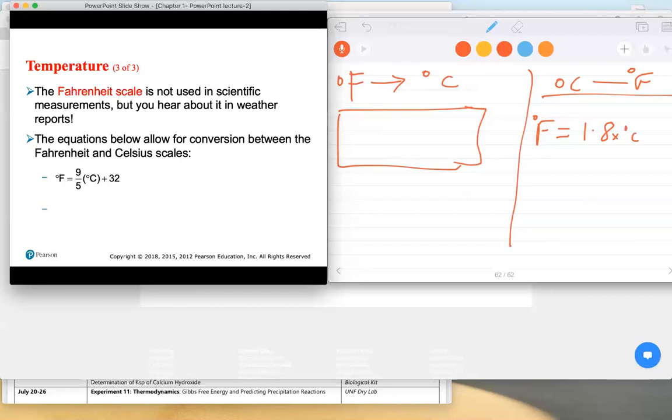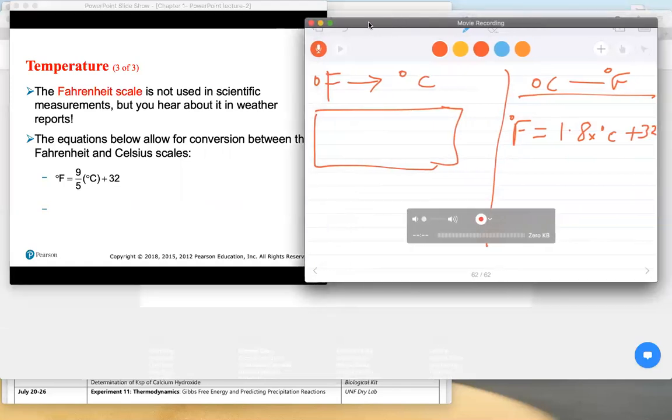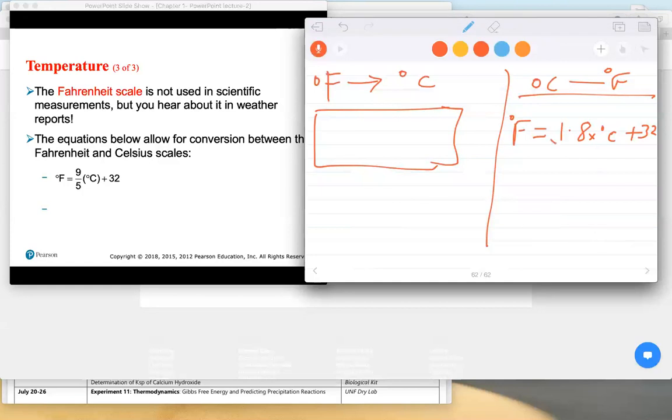Please use parentheses. I've seen a student make a mistake of adding instead of multiplying first. They added 32 to degrees Celsius and then multiplied by 1.8. I still remember that student made a big mistake. So multiply first, put it in parentheses so that you do that first, and then you add 32.